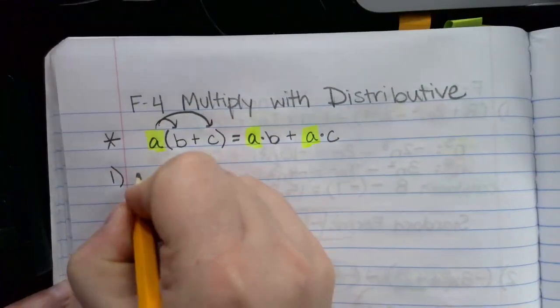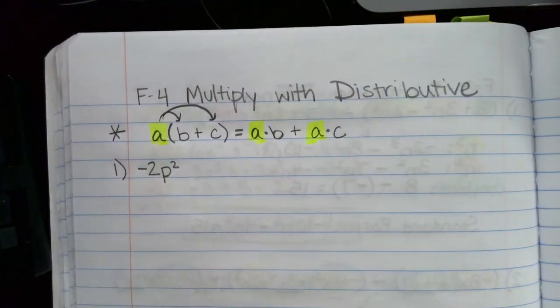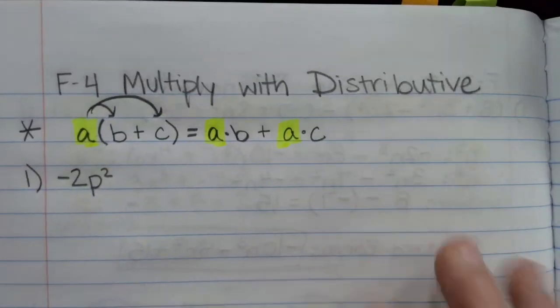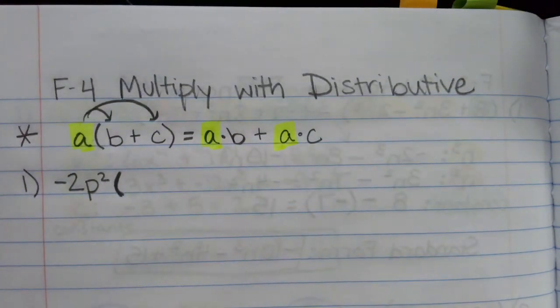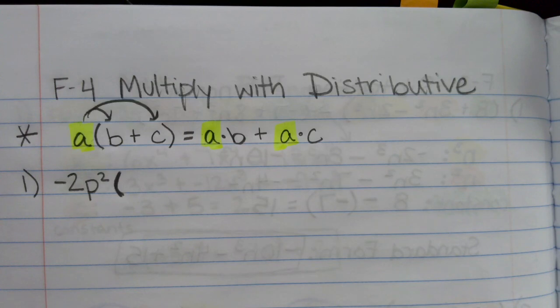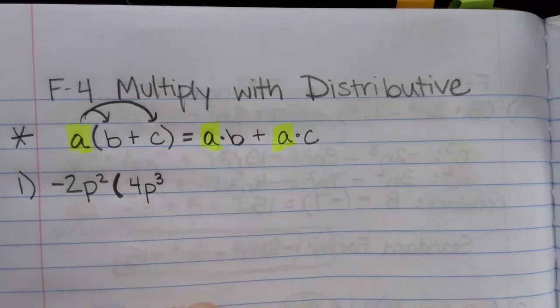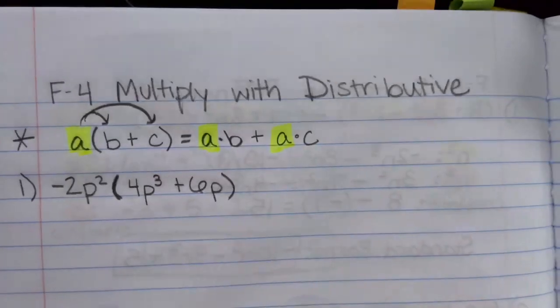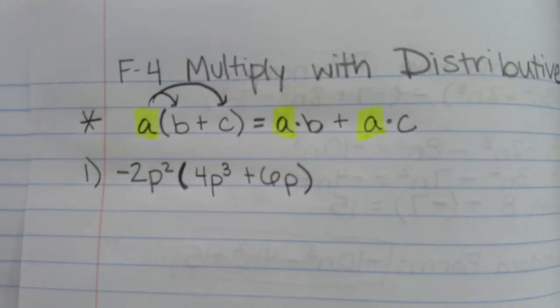We have negative 2p squared times the quantity of, when we hear that quantity, we have that separate amount, 4p to the third power plus 6p. So we're going to take what we did in our warm-up and we're combining it not only by doing distributive, but we're going to be dealing with that variable as well.